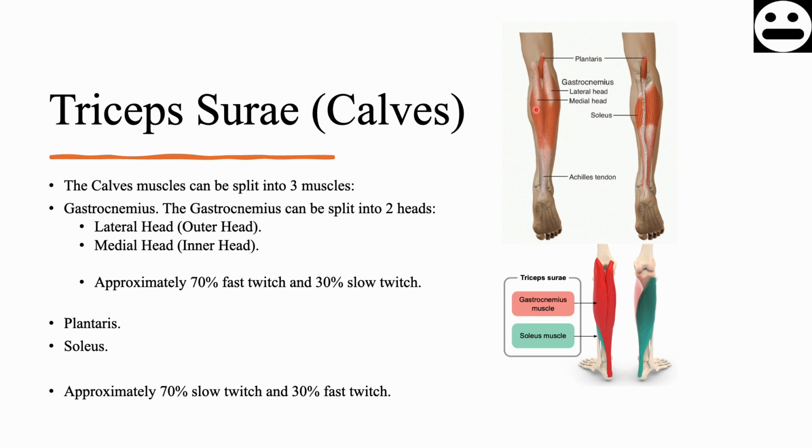Now you've got the plantaris and soleus, and you can see here the plantaris extends from nearly the knee joint, just above the knee joint, and all the way down here. And you've got the soleus, which is just under the gastros, and it's just right here. And they are approximately 70% slow twitch and 30% fast twitch.